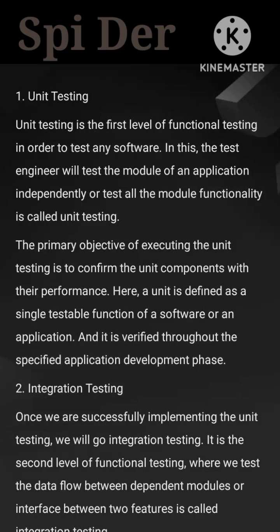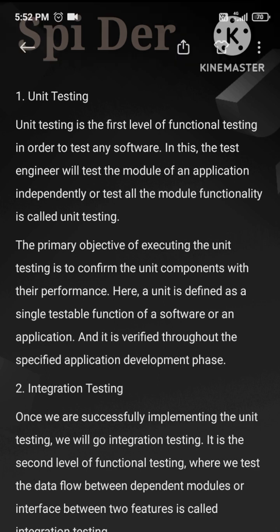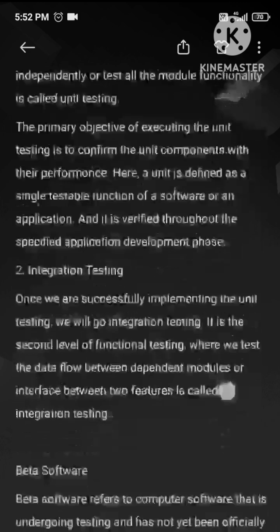Unit testing. Unit testing is the first level of functional testing in order to test any software. In this, the test engineer will test the module of an application independently or test all the module functionality is called unit testing. The primary objective of executing the unit testing is to confirm the unit components with their performance. Here a unit is defined as a single testable function of a software or an application, and it is verified throughout the specified application development phase.